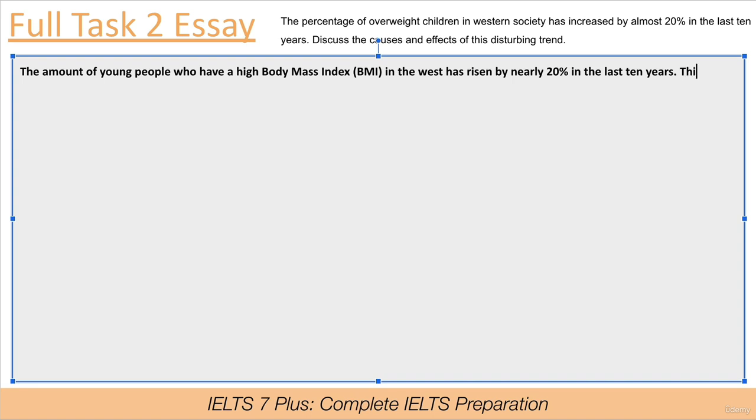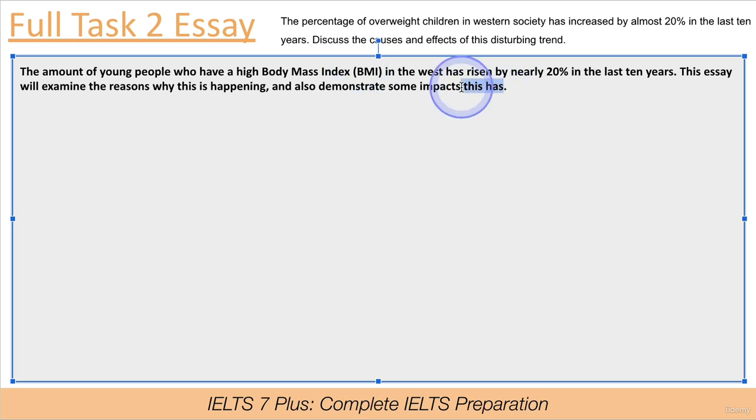Okay. This essay will discuss, or maybe not discuss because it's there, will examine the reasons why this is happening, and also demonstrate some impacts this has. Let's read this back. The amount of young people who have a high body mass index, BMI, in the West has risen by nearly 20% in the last 10 years. This essay will examine the reasons why this is happening and also demonstrate some impacts to individuals. Okay, I think that's perfect. We've paraphrased and then we've stated what we're going to do in the essay. We're off to a good start here.